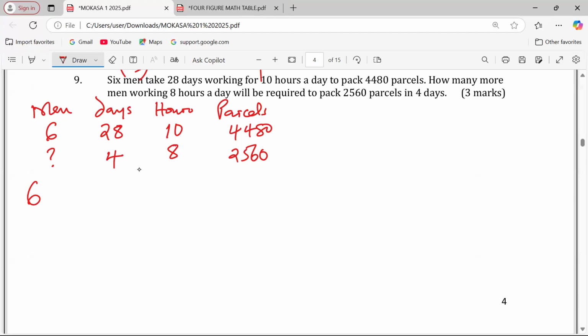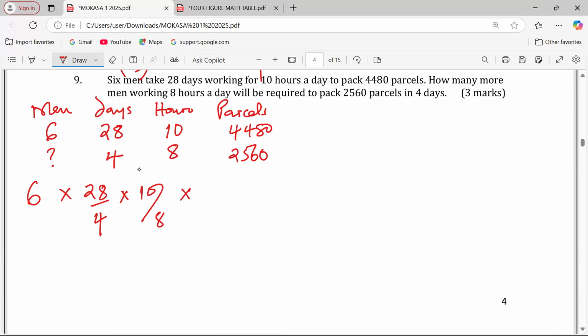Let's begin with the days. 6 men require 28 days. For men to require 4 days, they have to be more. So we increase men in the ratio of days. To increase means the bigger proportion is the one on top. Multiplied by, we go to hours now. Working 10 hours, they require 6 men. When they start working 8 hours, they must require still more men. And if they require more men, then again, an increasing ratio, 10 and 8.